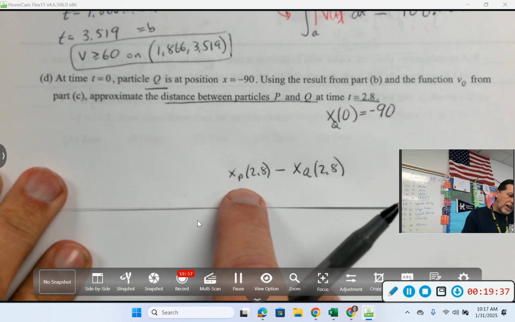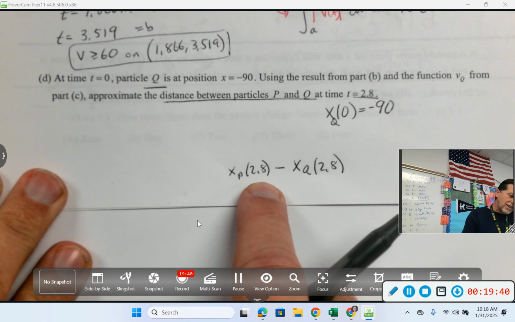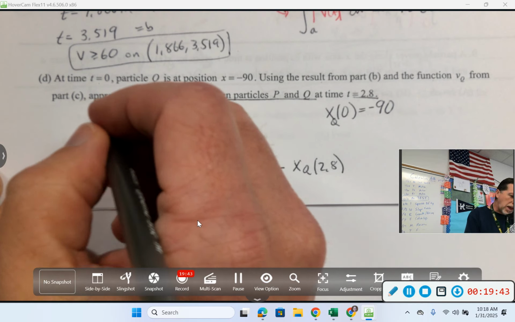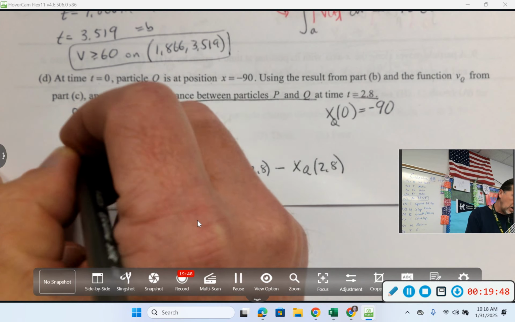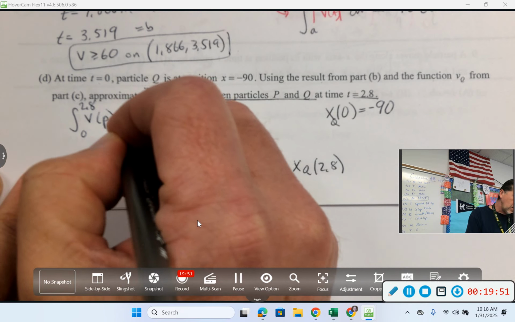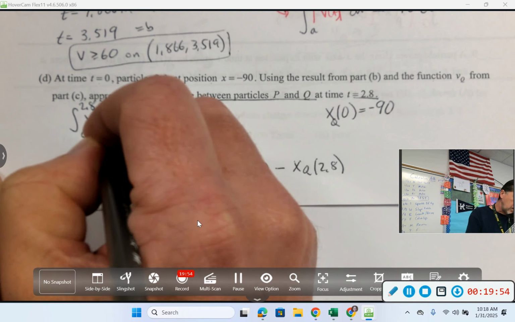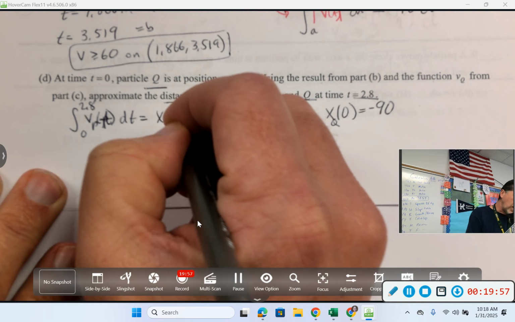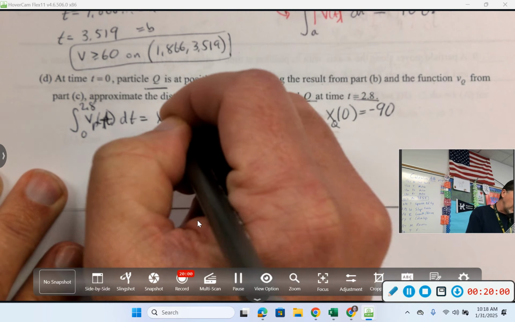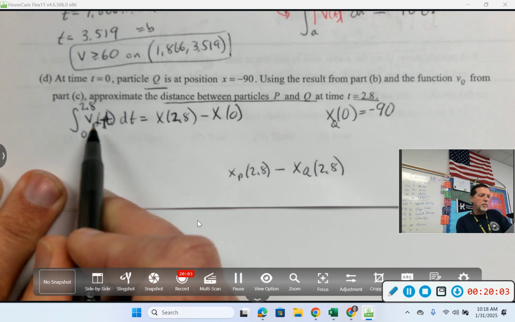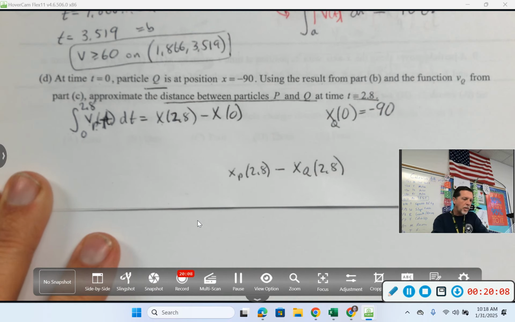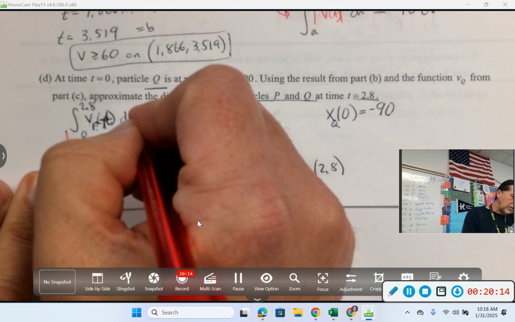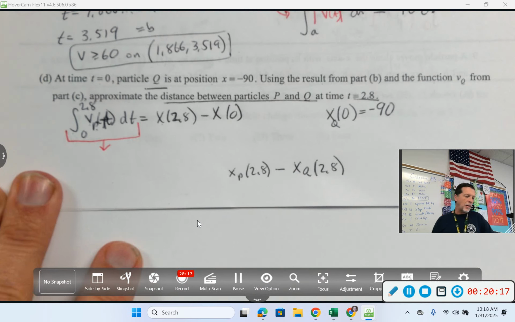So I need x of p at 2.8, and I've got v of p, so that means I can integrate v of p from 0 to 2.8. That would give me x of 2.8 minus x of 0. That's what Andrew was getting at earlier. You put in the antiderivative of velocity, you get position, and use those two limits. And we already found it, we didn't do the math on it. That was part B.